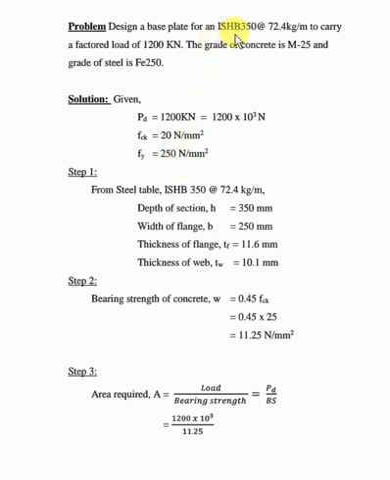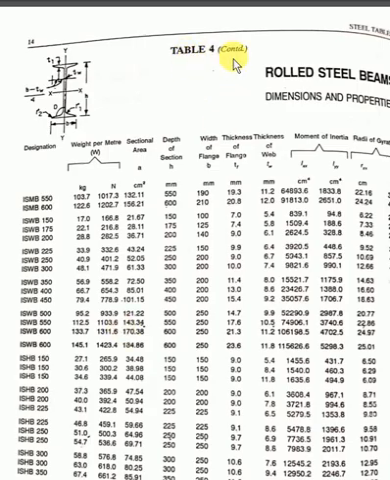Now the section is this. In step number 1, we'll find out the section in the steel table. The section is ISHB 350 at the rate of 72.4 kg per meter. The required data are depth of the section H, width of flange B, thickness of flange TF, thickness of web TW. For this, just go to table 4 of your steel table and you will see the I section which is given.